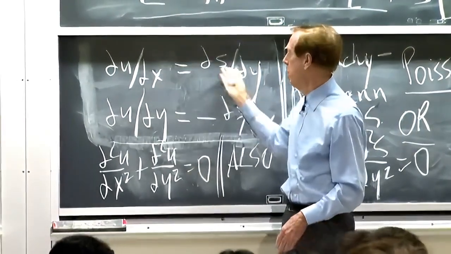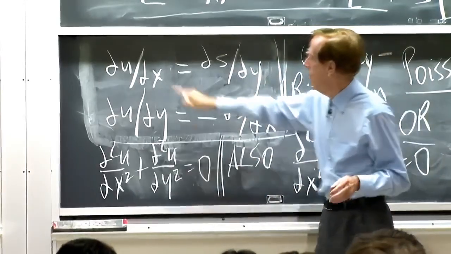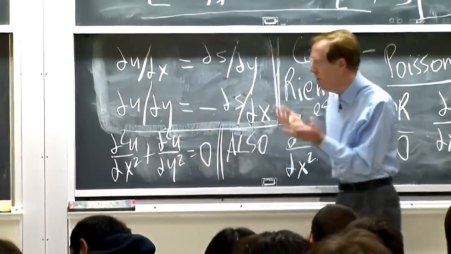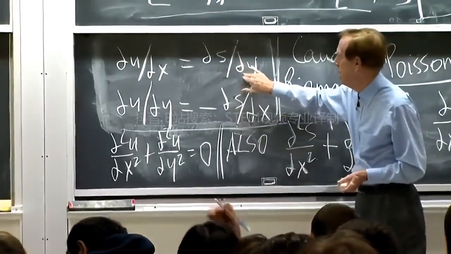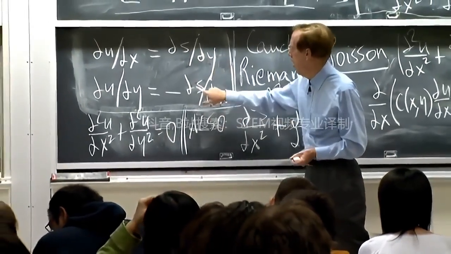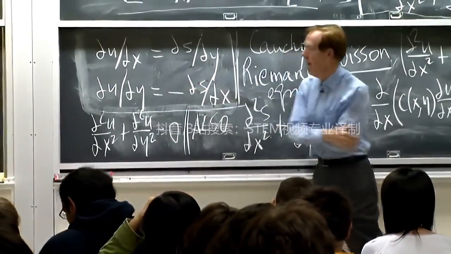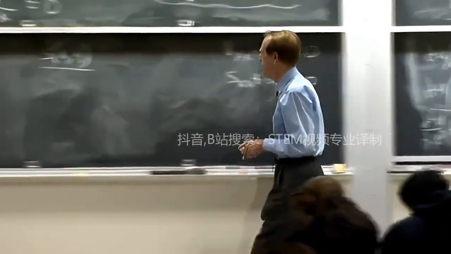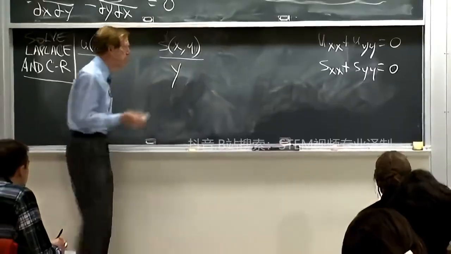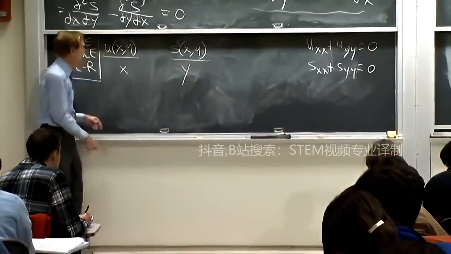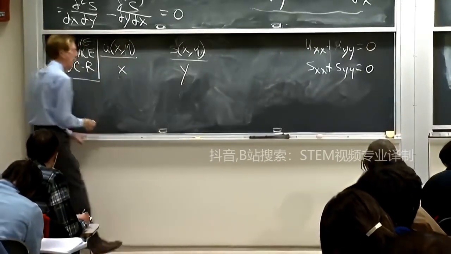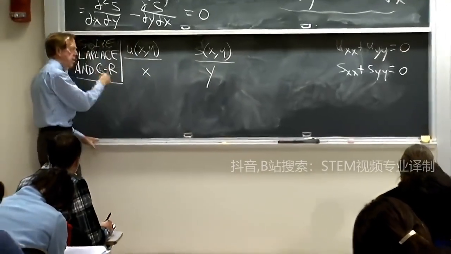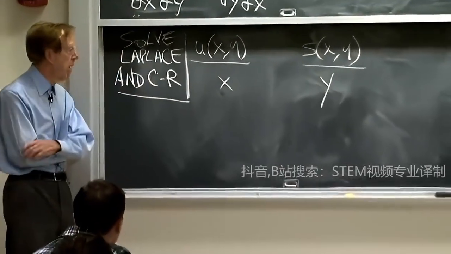So what do you figure s is? If du dx is 1, since u is just x itself, that derivative was easy. Then ds dy is supposed to be 1, and ds dx is supposed to be 0. Do you see what s is? S is y. Of course, that solves Laplace's equation too, and it solves Cauchy-Riemann. The x derivative of this is the y derivative of that, 1 equals 1, and the y derivative of that is minus the x derivative of that, 0 equals 0. Okay, so that's an easy one.